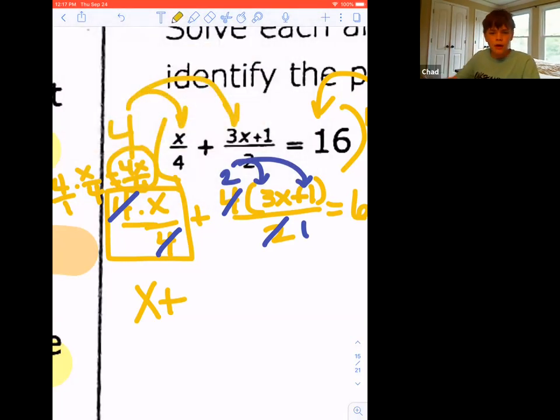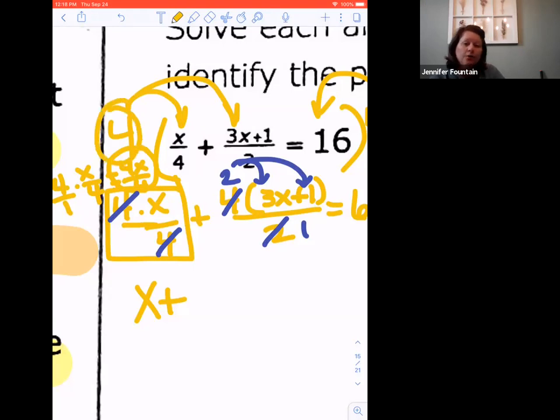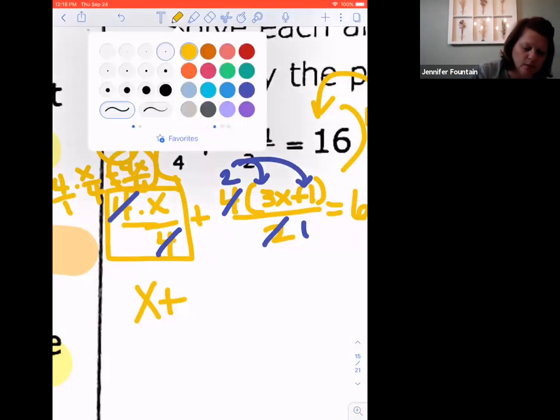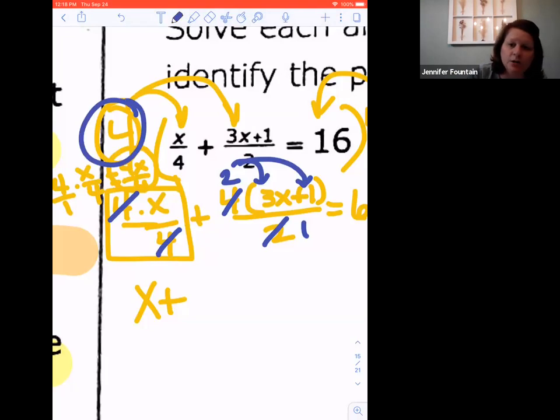Wait, how come you put a 4 right there? Okay, because my 4 was outside here. And remember with the distributive property, let me change my color real quick. My 4 was out here. And remember with the distributive property, I have to multiply by everything inside parentheses. So I have to multiply 4 by 3x plus 1.